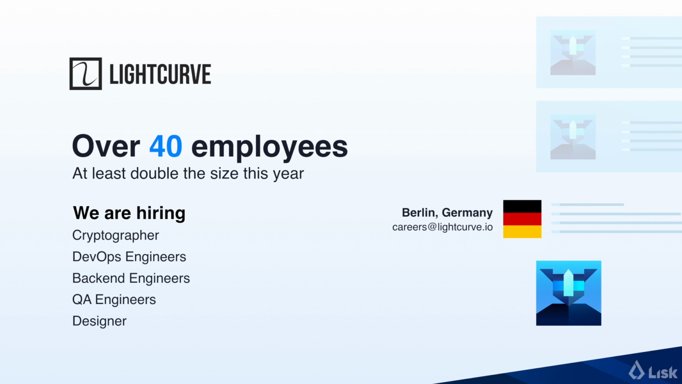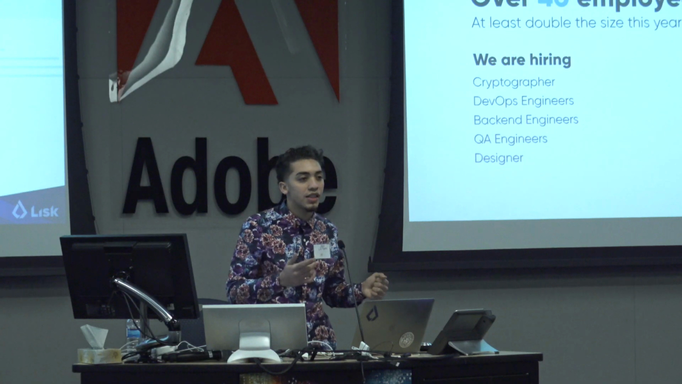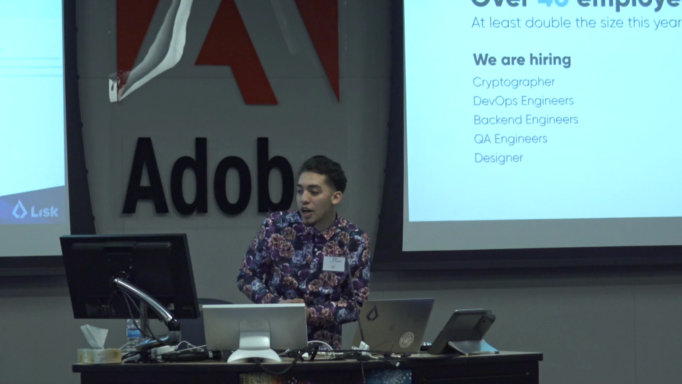So as you guys heard in the video, we are hiring. Currently, we employ 40 employees, or 40 team members, and we're looking to double that this year in size. We're looking for cryptographers, DevOps engineers, backend engineers, QA engineers, quality assurance engineers, as well as designers. So if any of you see yourself being fit enough to do this and would like to move to Berlin, we actually move people out there. Go ahead and contact us at careers@lightcurve.io.